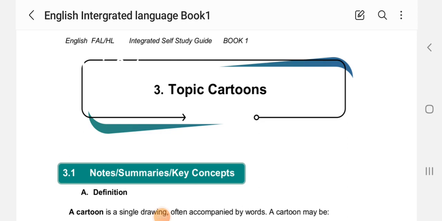In today's video we will be taking a look at cartoons. This is part of English paper 1.